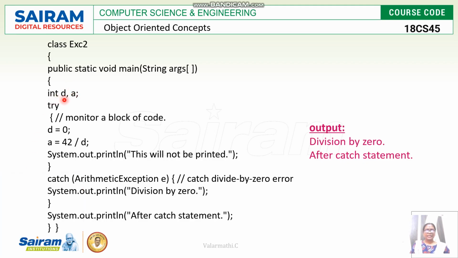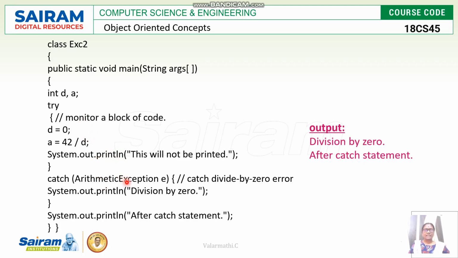Then int a, try. Within the try block, some code is written. What does the code mean? d is assigned 0 and a is equal to 42 divided by d. So this is the block of code to monitor. That block of code is written in the try block. Then we know what kind of code is written inside the try block.